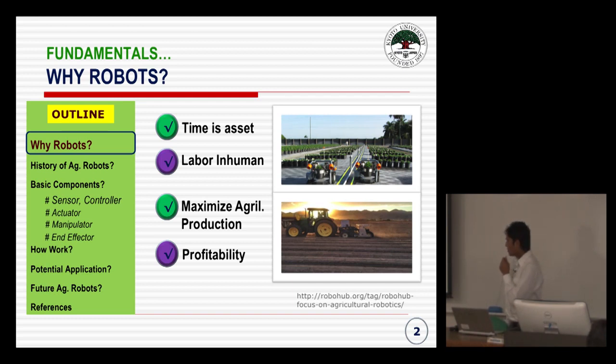For the large population of the world, we need to maximize agricultural production. There is no other way to meet the demand of the population in the coming world. For this reason, it is essential to introduce robots in the agricultural field. Another factor is profitability, which is related to business and the manufacturer.